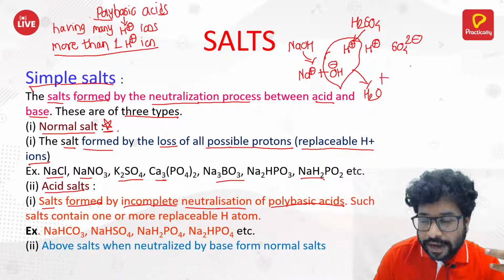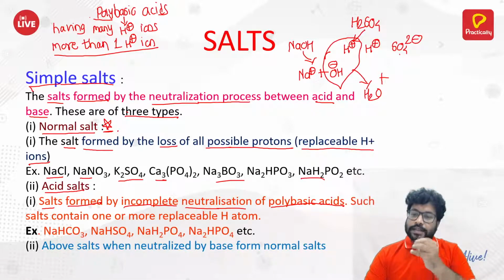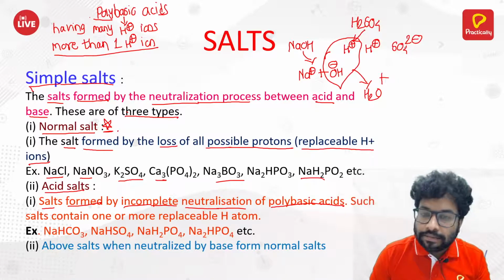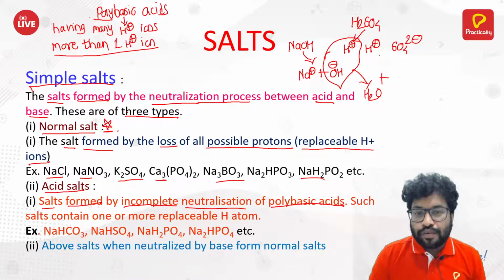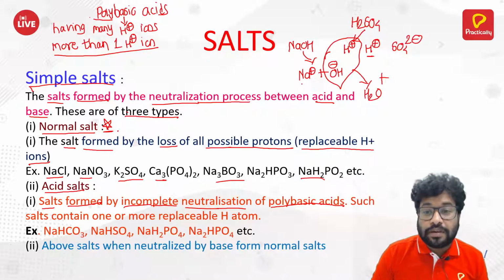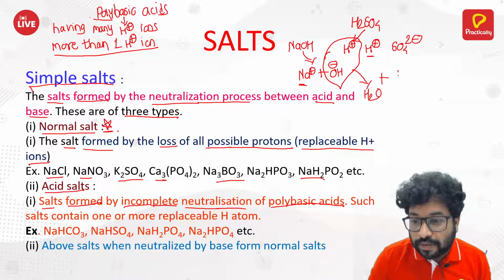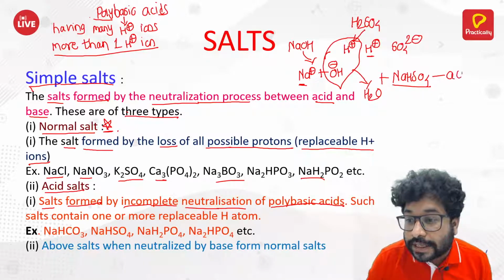Now you got an anion. This anion has a 2 minus charge, right? That means it should be balanced by 2 plus charges. Out of those 2 plus charges, 1 plus charge will be given by this H plus, and another plus charge will be given by this Na plus, and you will get NaHSO4. So this is your acidic salt.